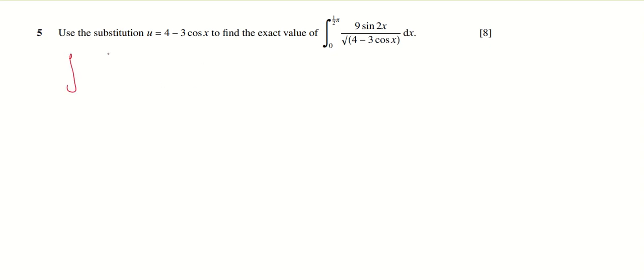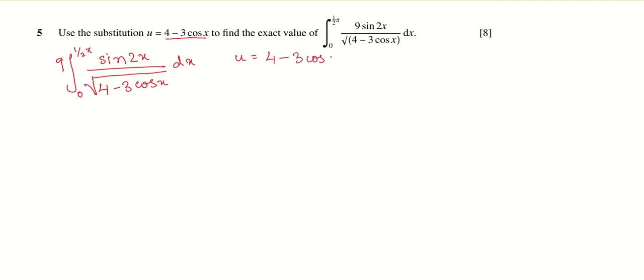So we have an integral with limits π/2 and 0. 9 is a constant, so I'll take it outside the integral. So we have sin 2x and the root of 4 minus 3 cos x dx. We're asked to use the substitution u equals 4 minus 3 cos x.